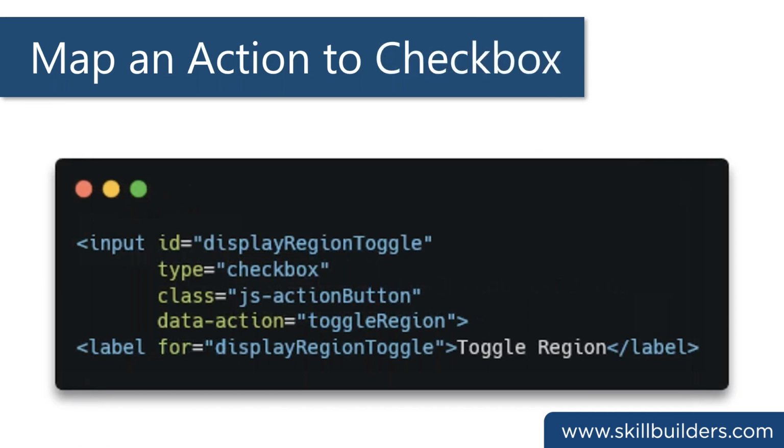We might have some sort of checkbox that we would like to use. In this case, the class that we add is still action button, but the input type is going to be a checkbox. And in this case, I have an action by the name of toggle region. So I'd like to go ahead and show you what exactly that does.